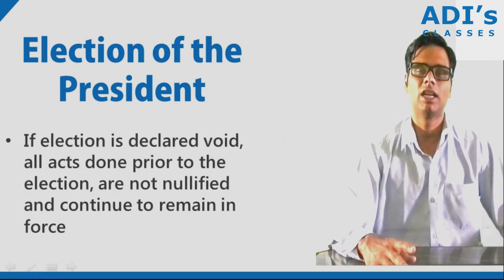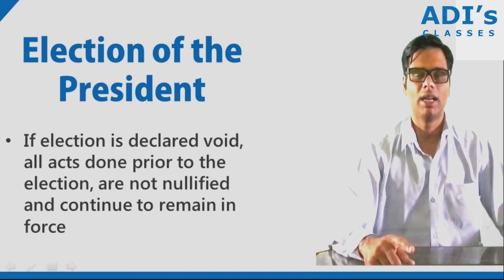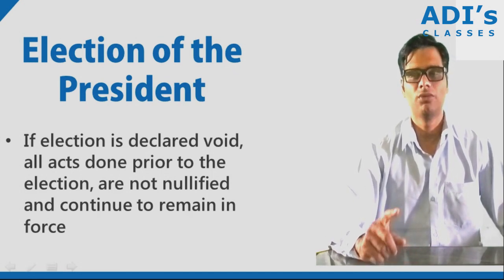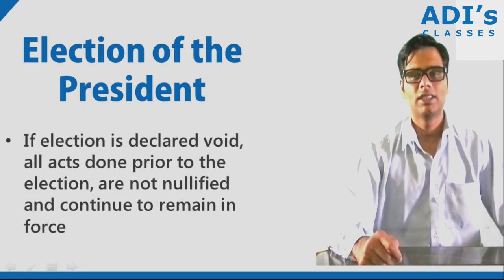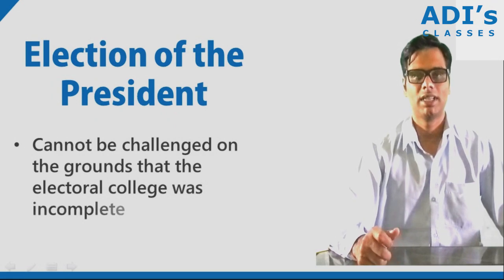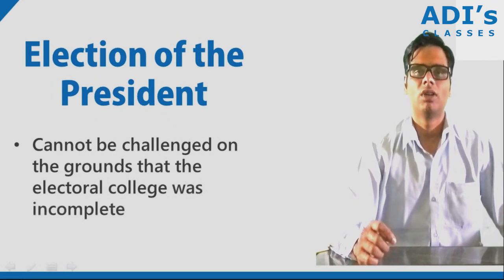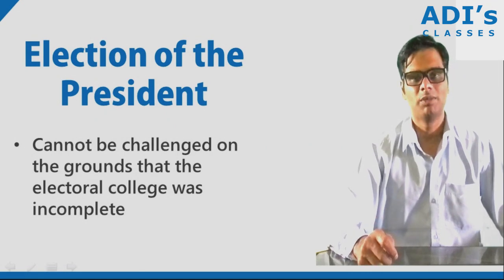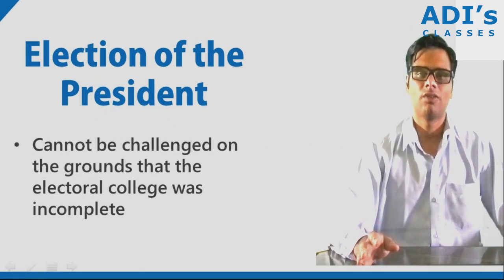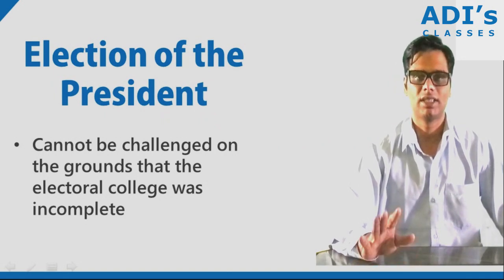So any acts done prior to the election being declared void are not nullified and they will continue to remain in force. The election of a president cannot be challenged on the grounds that the electoral college was incomplete. That is, if any of the members of the electoral college was unable to vote or was absent, then the election of a president cannot be challenged. The election will still stand.